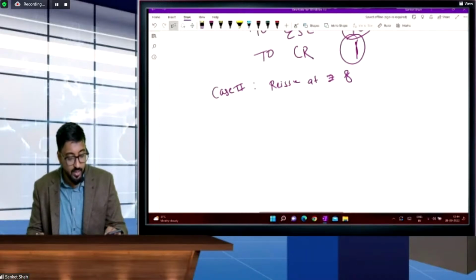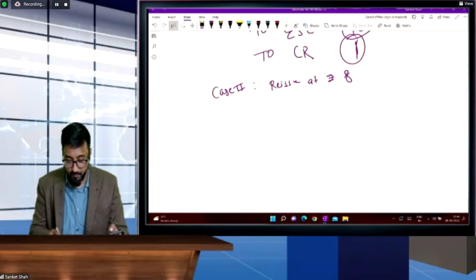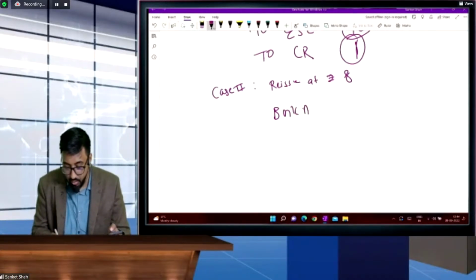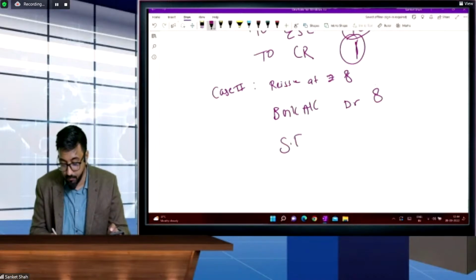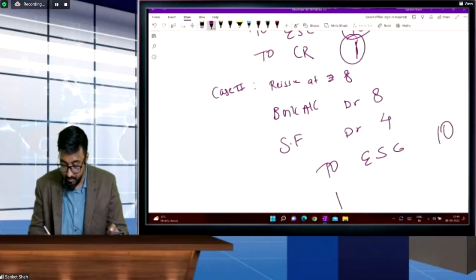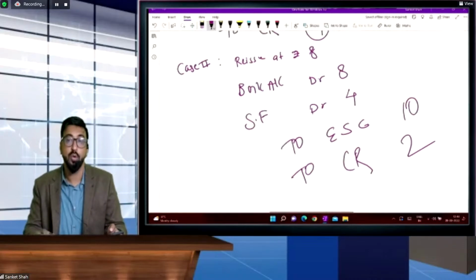No, beta, discount may not be allowed. Bank account debit 8, shares forfeited already collected 4, to equity share capital 10, to capital reserve 2.